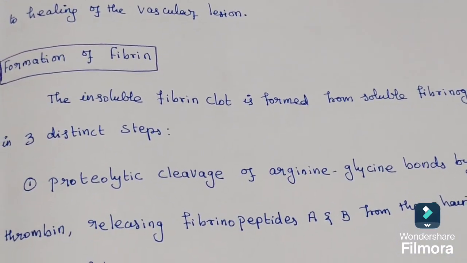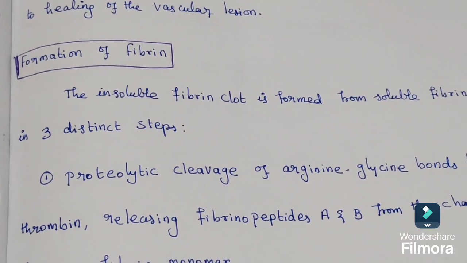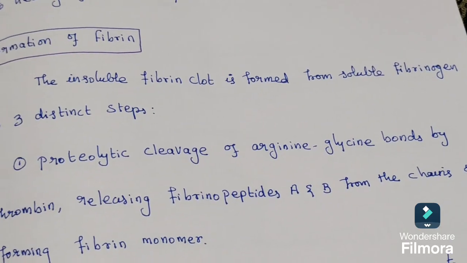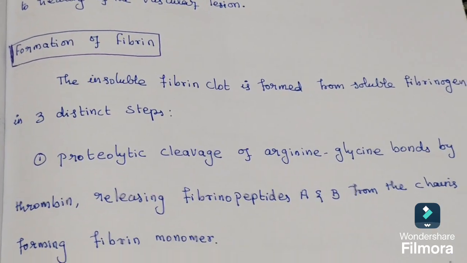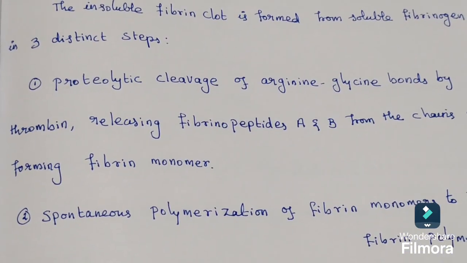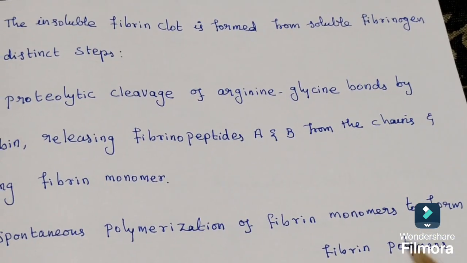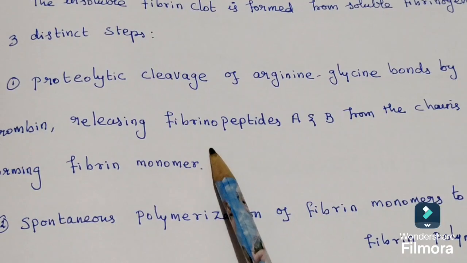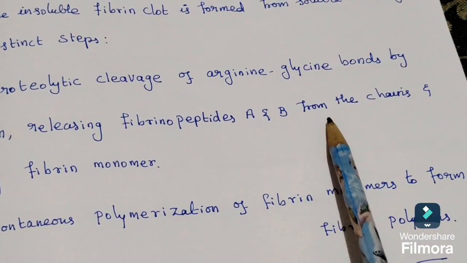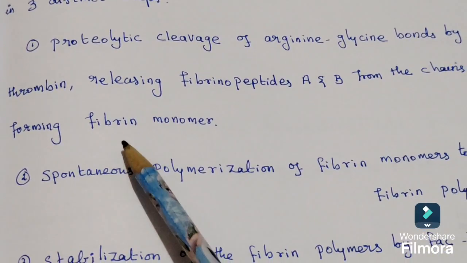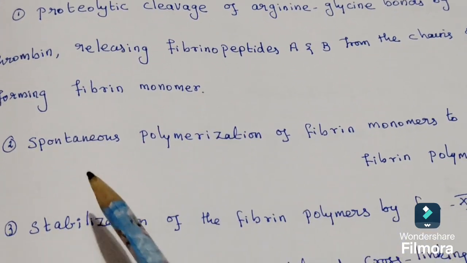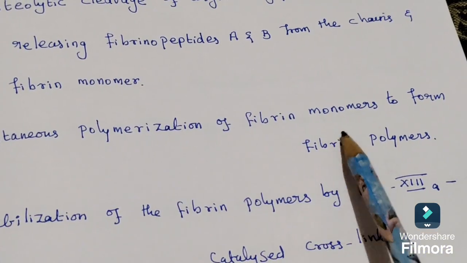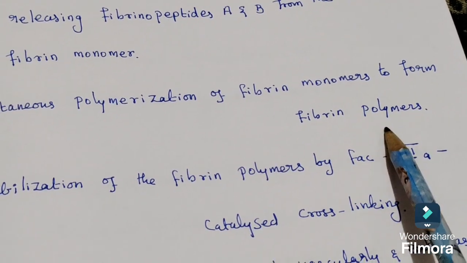Then formation of fibrin. The insoluble fibrin clot is formed from soluble fibrinogen in three steps. One is proteolytic cleavage of the arginine-glycine bond by thrombin, releasing fibrinopeptide A and B from the chain and forming fibrin monomer. The second one is spontaneous polymerization of fibrin monomers to form fibrin polymers.